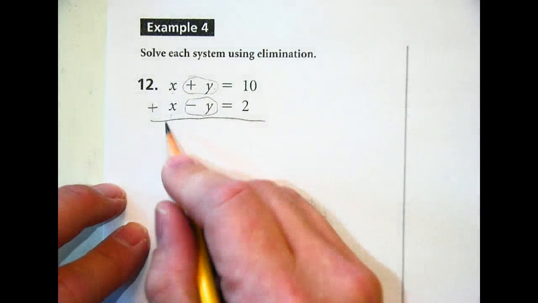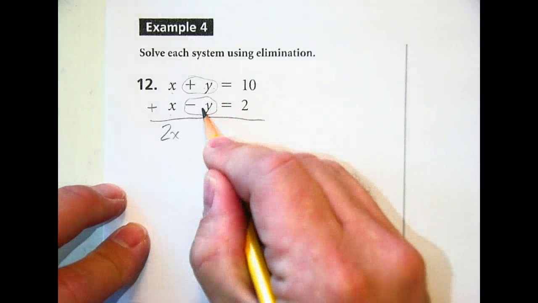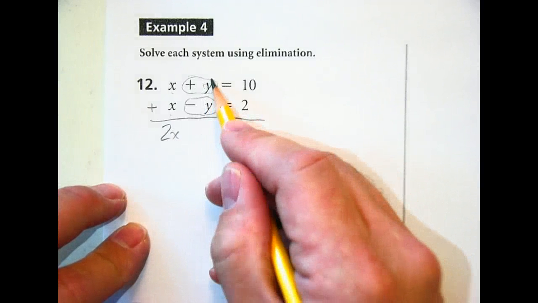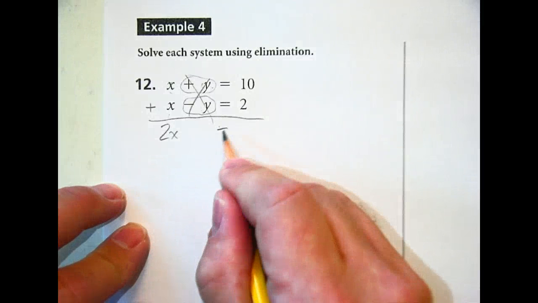X plus x is 2x. Positive y and negative y is 0. That's gone. I've eliminated that.